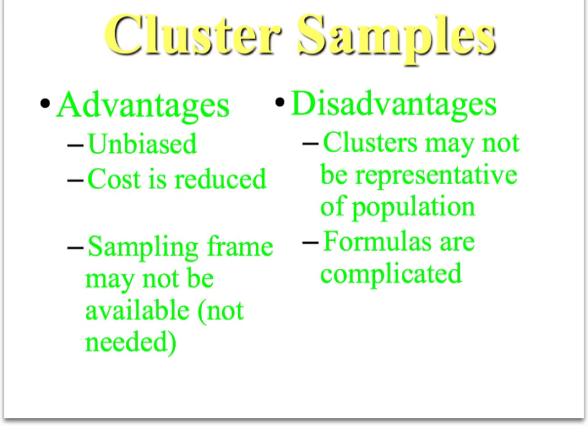And lastly, the cluster sample. It's good because it's unbiased. It's good because the cost is not as much. And the sampling frame may not even be needed for this one, which is good if you have no way of getting a sampling frame. It's bad because a cluster may not represent the entire population, and the formulas, again, can be complicated when using.